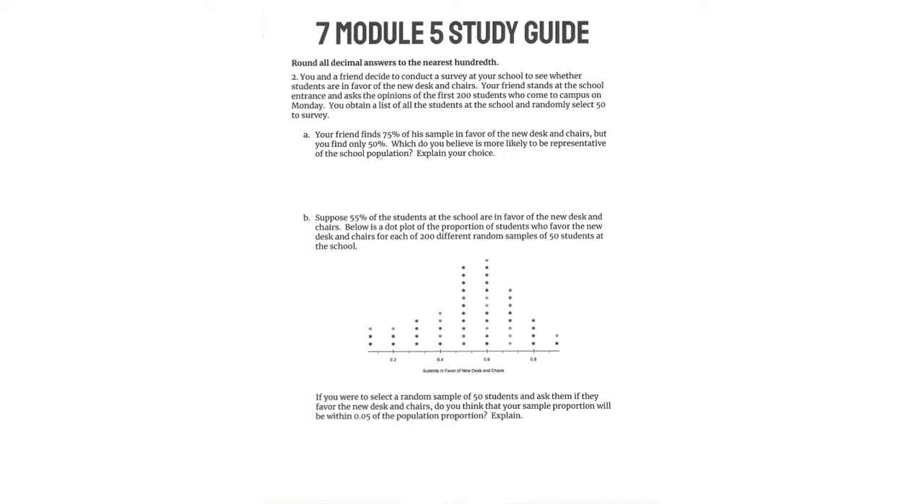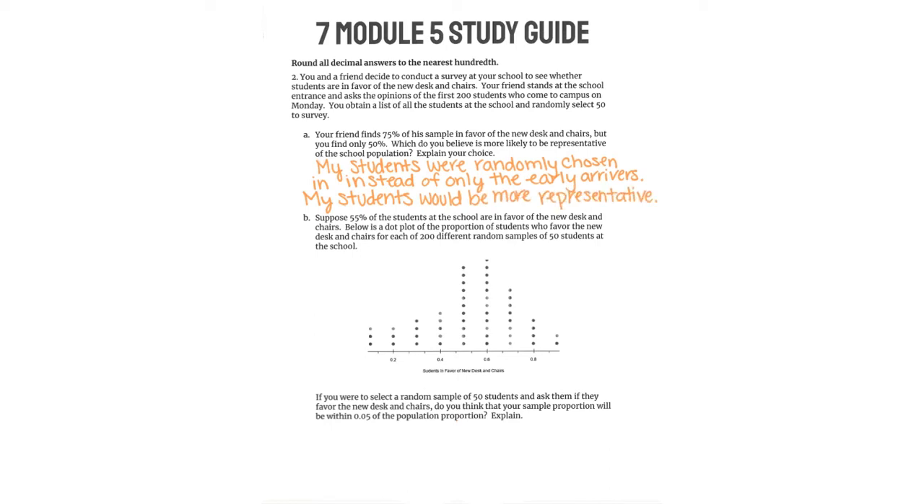So the way to answer this is to say that my students were randomly chosen instead of only the early arrivals. So my students would be more representative. And remember, we're talking about the representative of the school population as a whole.